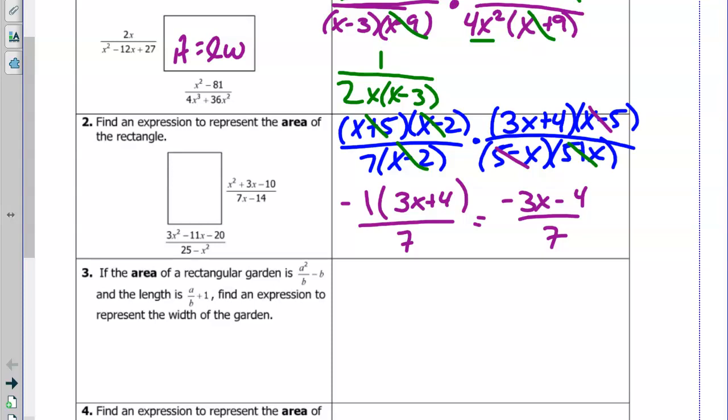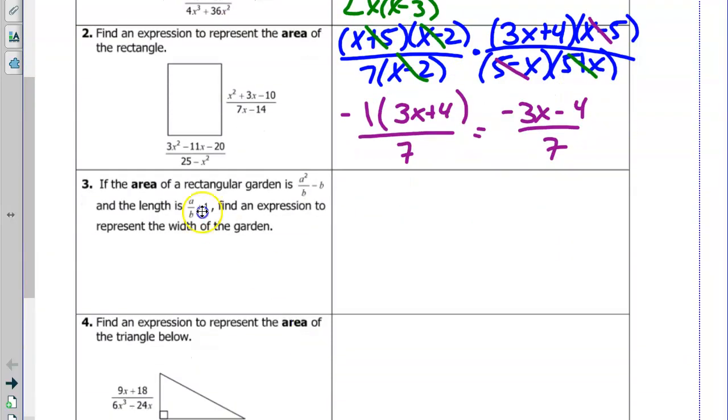Alright, number 3 is going to do something a little bit different. It's giving you the area this time, with a rectangular garden: a squared over b minus b. And the length is a over b plus 1. We want to find an expression to represent the width of the garden. So if we use area equals length times width, we need to solve for width. So what would width be equal to, in terms of these letters?